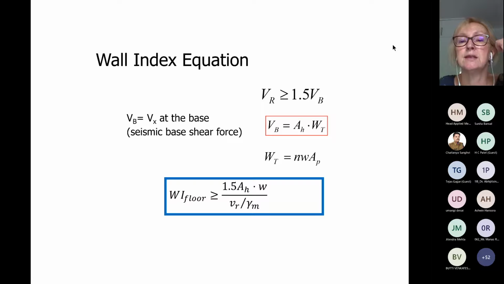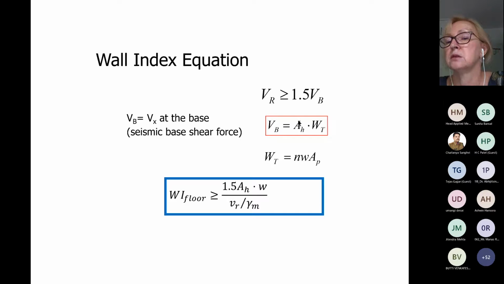Now here is the next. From that, we want to derive the wall index for a specific building. So at the base of the building, VB, that is the force that we get from calculations of IS 1893, is equal to Vx. So instead of Vx, we put VB. And VB is equal to AH times WT, where AH is the seismic coefficient, and I'm not going to go over it since you're going to go over it in the afternoon with Professor Chadania Sangui. And then WT is the seismic weight.